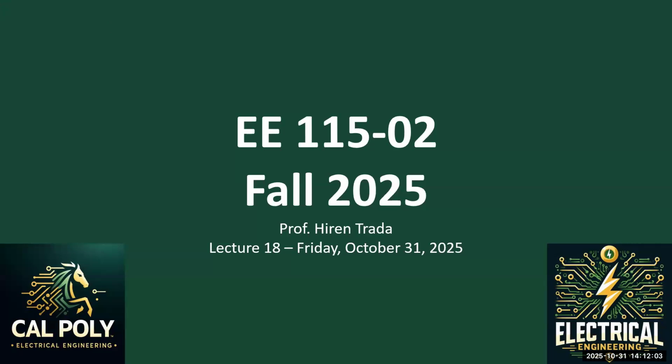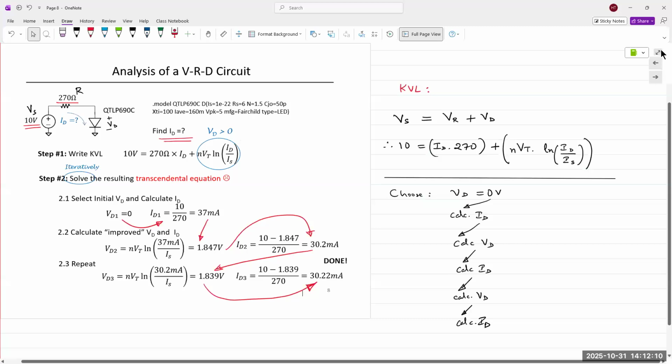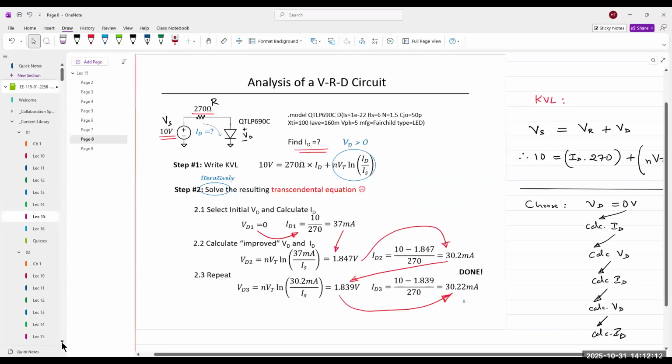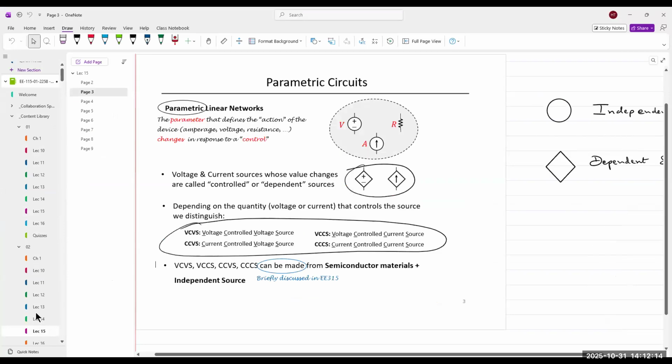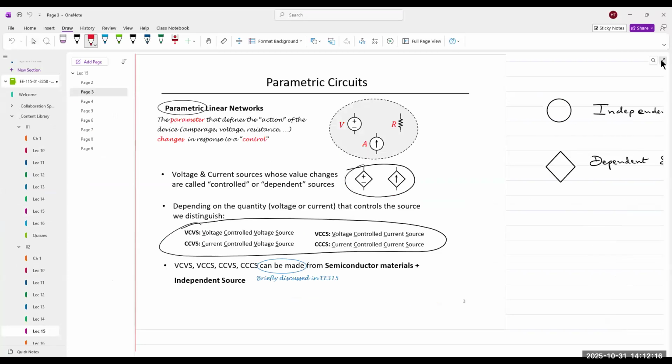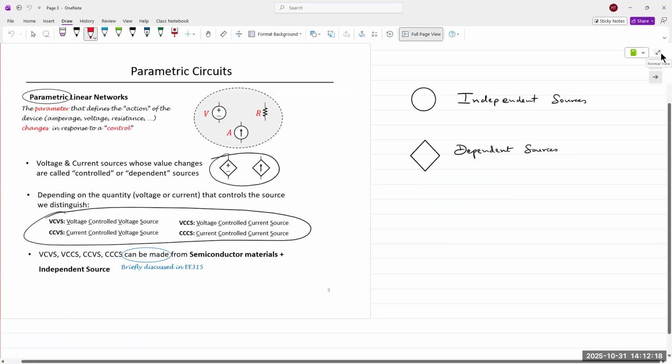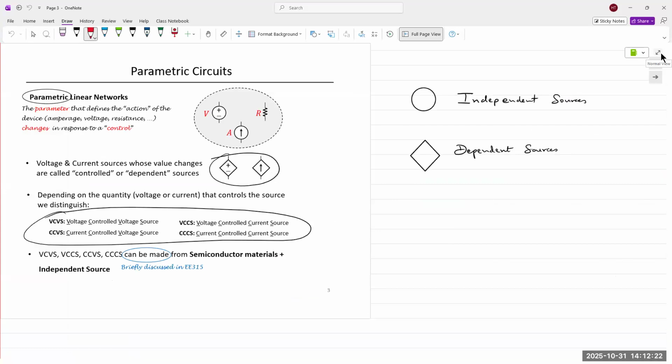Where did the class notebook go? Oh, here we go. Okay. Analysis of VRD circuit. All right, so we had stopped here. We discussed dependent voltage sources and looked at the four different kinds of dependent voltage sources. So does anybody have any questions before we move on?